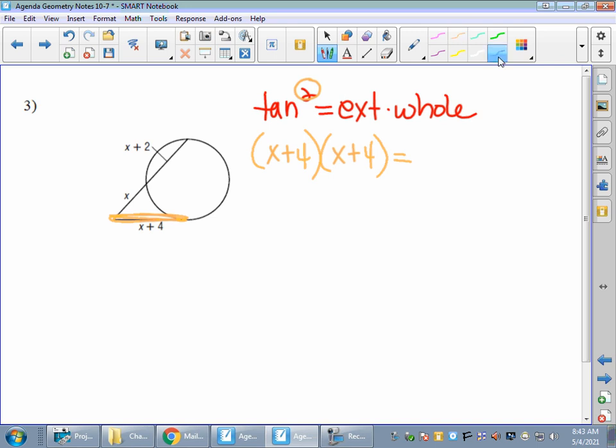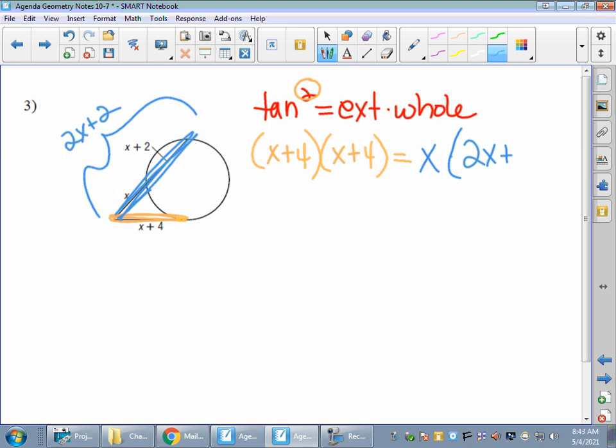Over here, if I look at this segment, exterior times whole, well, the exterior is the x piece. The whole thing is x plus 2, so another x times x plus 2. It doesn't always work out that way. I'm going to put these guys in parentheses because that's going to remind me that I need to distribute. So lots of math here. It's not the end of the world.